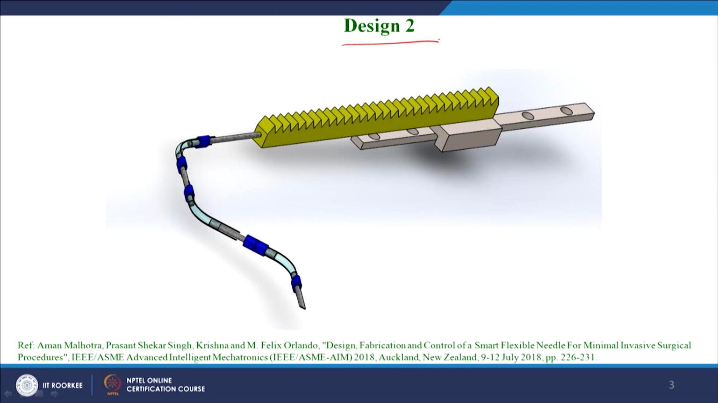The first degree of freedom is the translation motion, which is done by this rack and pinion system, and then it has revolute joints which are realizable by the SMA wire actuators attached to the lateral side of the needling system. This is the CAD model which shows design 2, which we have developed in our lab, and the reference of this work is given in this citation.